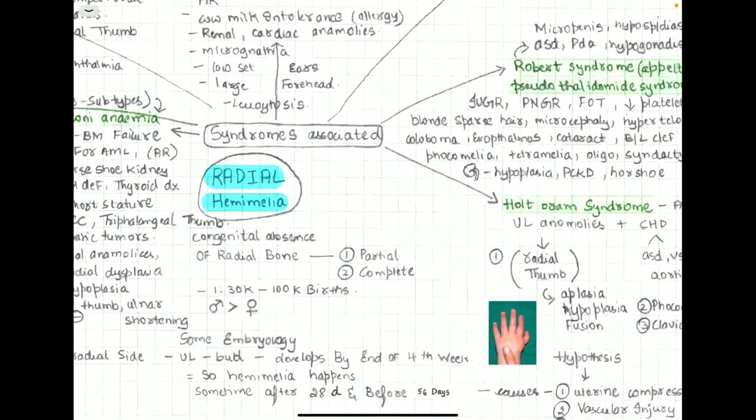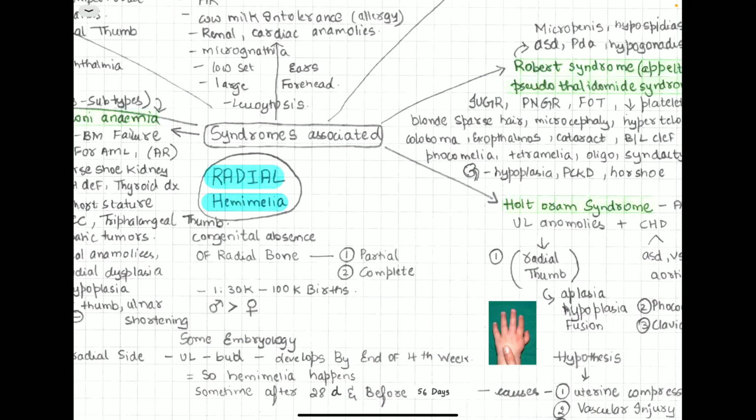Hi guys, today we will be discussing hemimelia. Hemimelia is partial or complete absence of the distal half of a limb. There are various types: fibular, tibial, ulnar, and radial hemimelia.